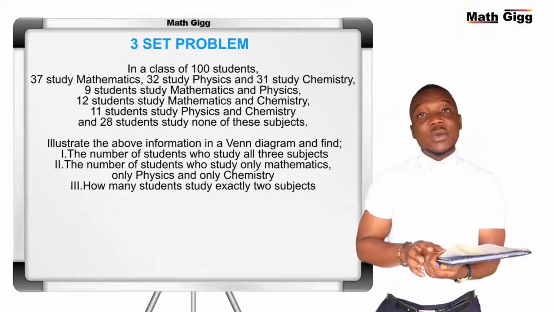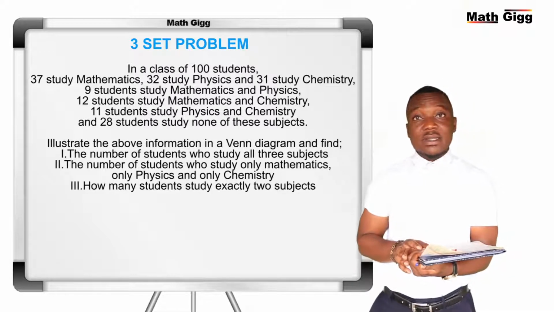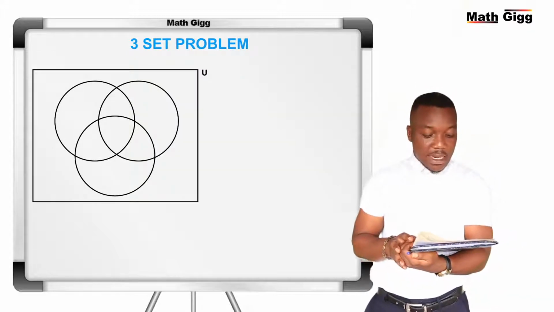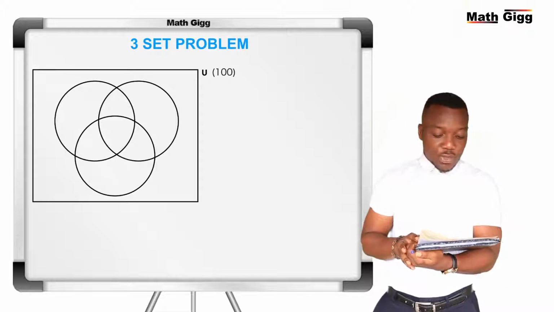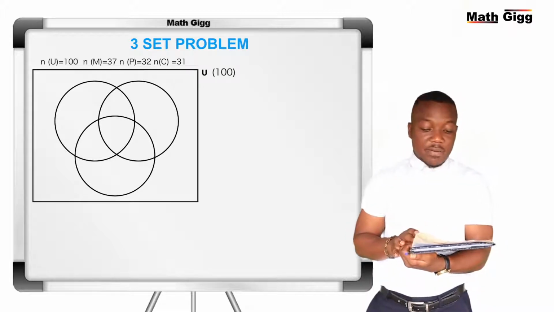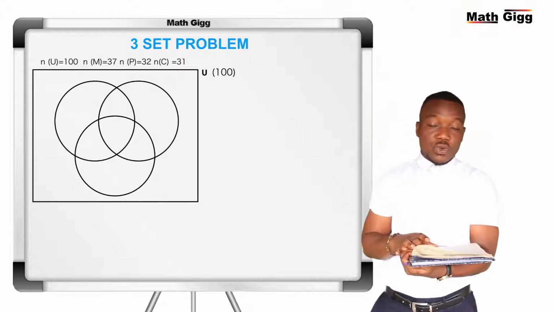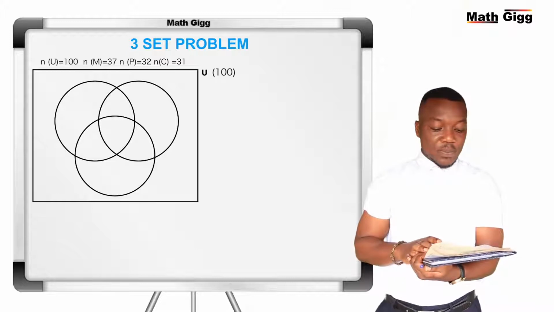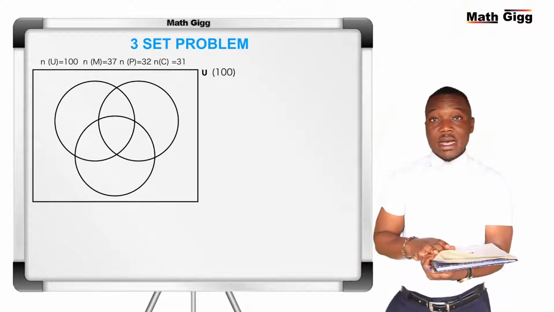The first thing is, do we have the universal set in the question written? Yeah, that's true. The entire class is 100 students. So we are saying that n of U would be 100. Then we have n of M, which is mathematics, 37, n of P, which is physics, 32, n of C, which is chemistry, 31. Now let's look at the Venn diagram and look at how it's been written.